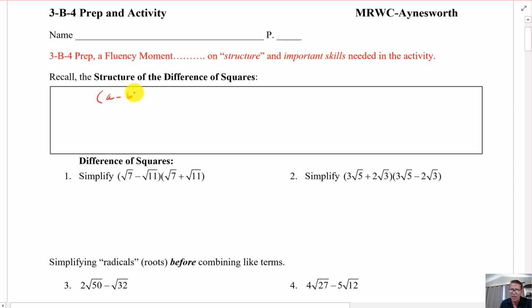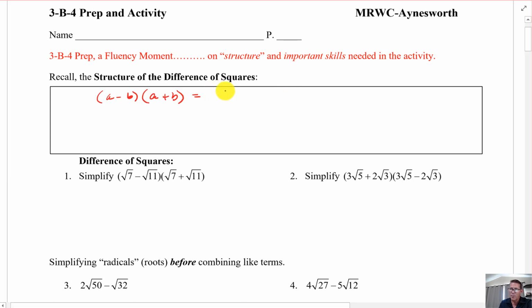So when you have a binomial a minus b and you're multiplying it by another binomial, a plus b, notice that a and b are the same in both binomials, but one is a sum and one is a difference. Okay, what do you get? I could write out what the difference of squares is, and we'll talk about the structure and the pattern. But let's develop it one more time.